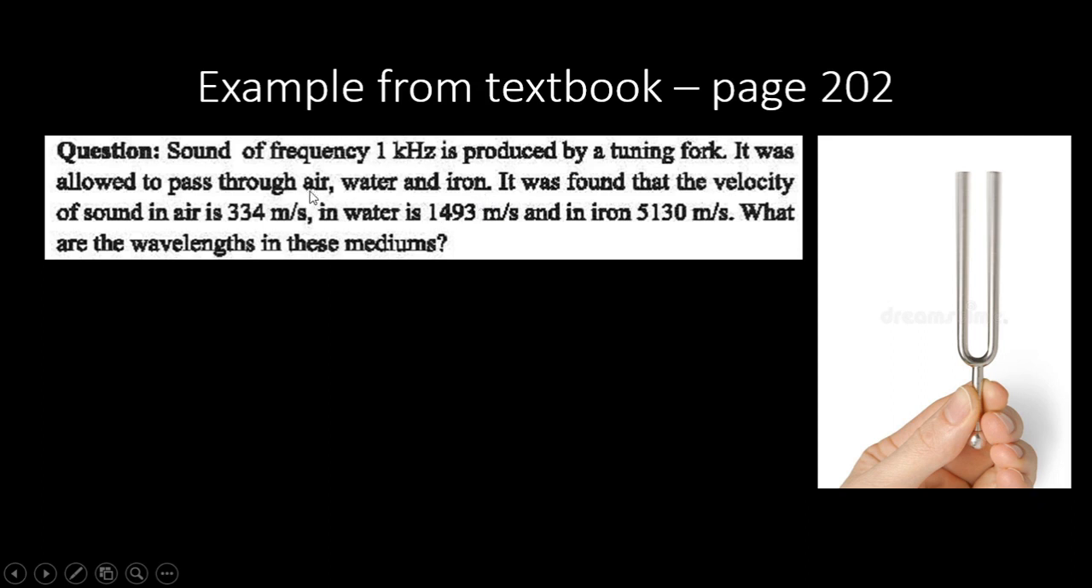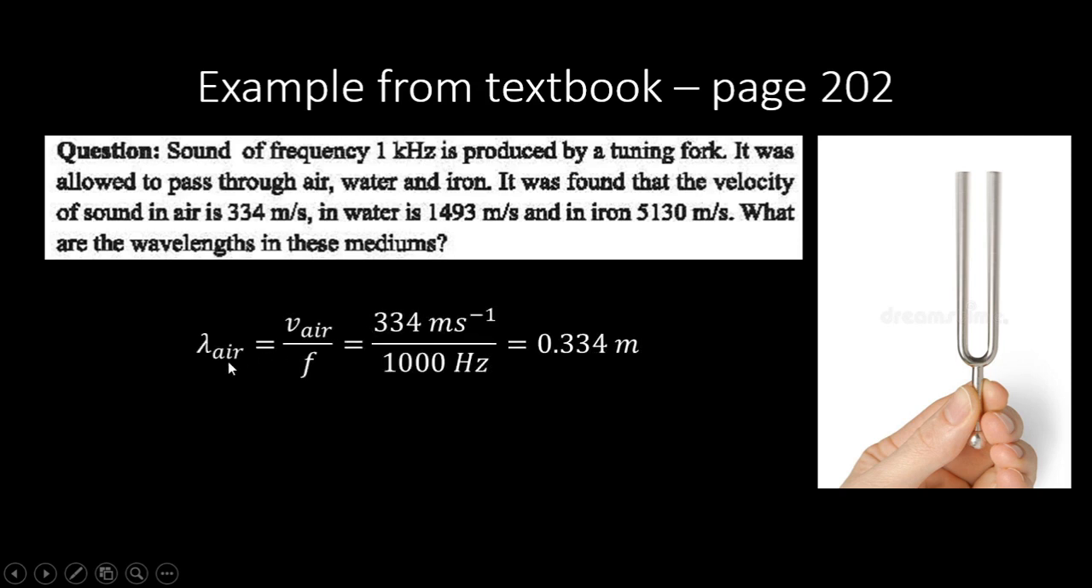The velocity of sound in air is 334 meter per second. In water, the velocity is 1493 meter per second, and in iron it is 5130 meter per second. We have to determine the wavelengths in these three media. To determine the wavelength, we divide the velocity by frequency. In case of air, when we divide 334 meter per second by 1 kilohertz, that means 1000 hertz, we get the wavelength in air as 0.334 meter.